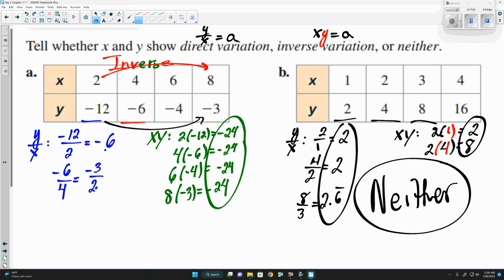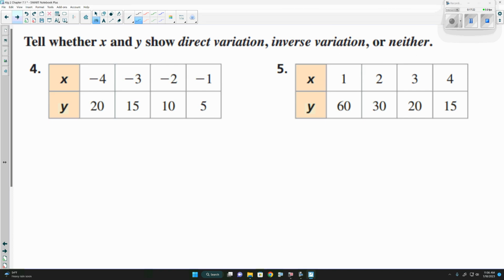Let's look at at least one more. So let's look at these two here. If we look at number 4, the x values are what? -4, -3, -2, -1. So are they increasing or decreasing? They're going closer to the origin or away from the origin? Decreasing, they're going closer to the origin. The y values 20, 15, 10, 5. They're decreasing, they're both going down, yes? They're both going towards the origin. So most likely, which one of these two is it going to be? Direct or inverse? Direct, because they're going the same direction.